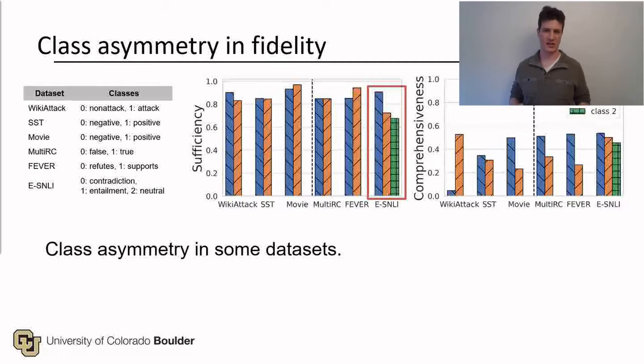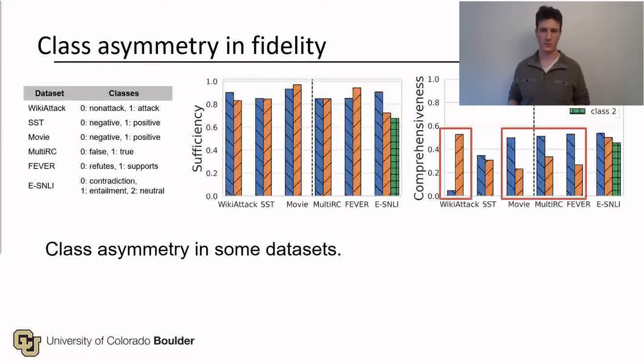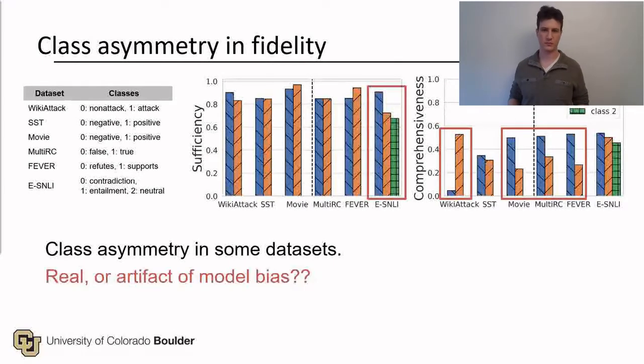EMNLP displays a class asymmetry in sufficiency, with contradiction rationales proving more sufficient than for the other two classes. And comprehensiveness varies wildly between classes for both WikiAttack and, to a lesser extent, Movie, Multi-RC, and Fever. In addition to the interpretation issue I mentioned a moment ago, there's also a question here of, are these disparities because rationales are intrinsically more comprehensive for one class versus another, or because we're learning very biased models, which tend to lean strongly toward one class in the absence of available information? This is another question that we can answer with normalization.